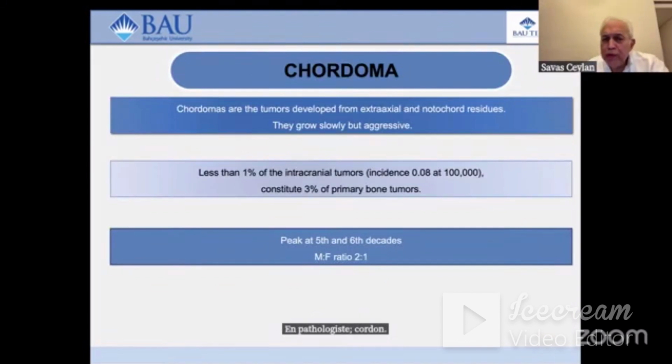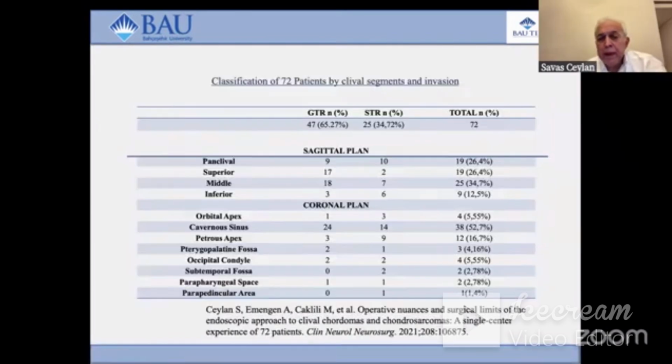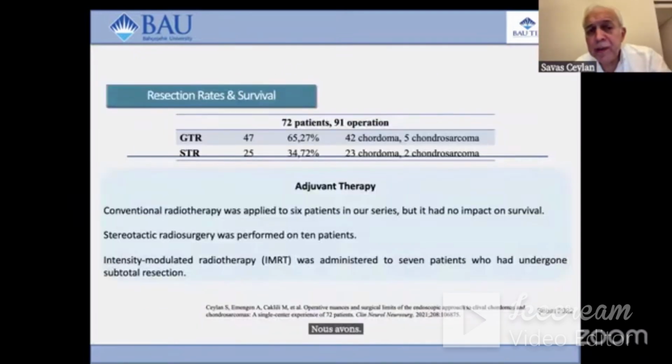Chordomas are tumors developed from extra-axial notochord remnants. These tumors grow slowly but are aggressive. Because of their similar radiological appearance, chondrosarcomas are discussed together with chordomas. We reported our experience with 72 cases of chordomas and chondrosarcomas 3 years ago. Of these, 9 cases were located in the inferior clivus and craniocervical junction. In the series, our gross total resection rate was 75%.